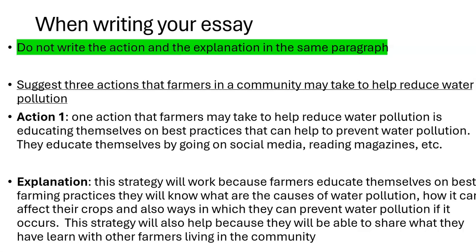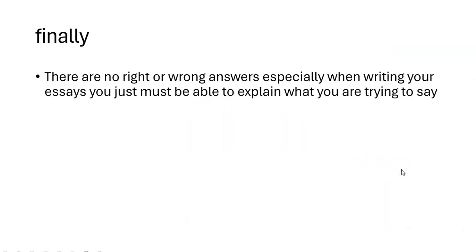And you write that in your explanation. One example is crop rotation. If you want to explain how crop rotation works in curtailing water pollution, you could also do this in your explanation to get your full marks. All right. I also said that this strategy will also help because they will be able to share what they have learned with other farmers living in the community so as to prevent water pollution.